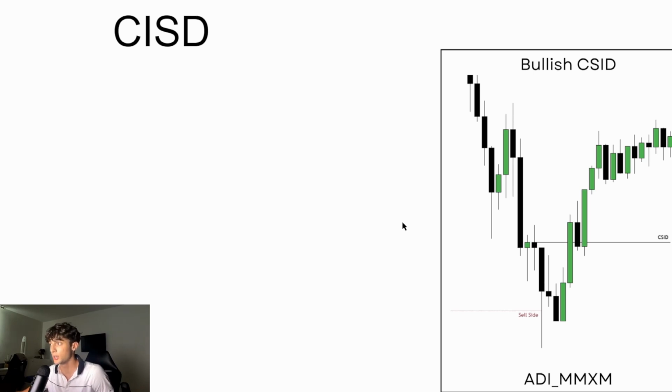Change in state of delivery, it's basically before a liquidity sweep or a high time frame PD array, for example an order block, FVG and whatnot. It's when it changes the state of delivery and it goes up, and the bottom of this move, it just closes above it, right? Not the wick, because the wick is breaker structure. It's the open. I'll show you guys exactly what I mean.